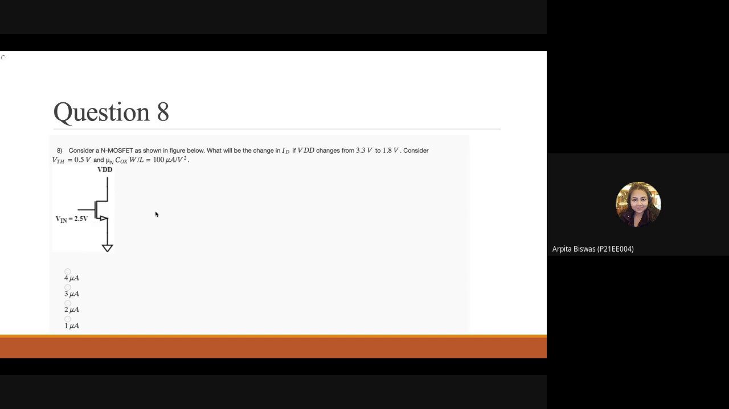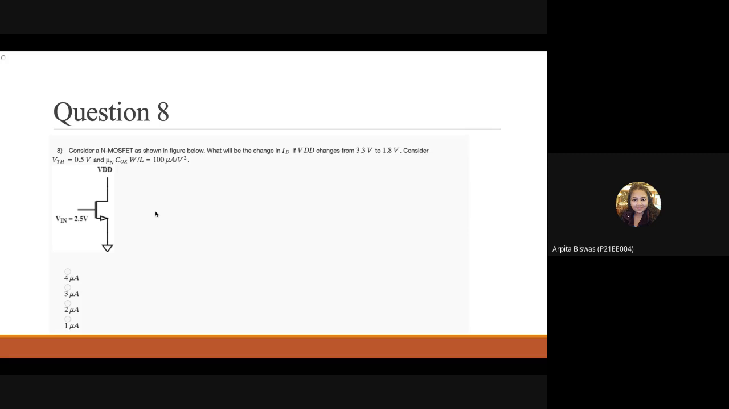I think this is the one numerical, and then we are going to discuss about 10 to 15 MCQs, and then I have put 4 to 5 numericals also. So please try to solve it. Go through the question carefully. With VDD changing from 3.3 volt to 1.8, you have to find the change in the drain current, ID. If VDD changes from 3.3 to 1.8, then how much is the change in ID?